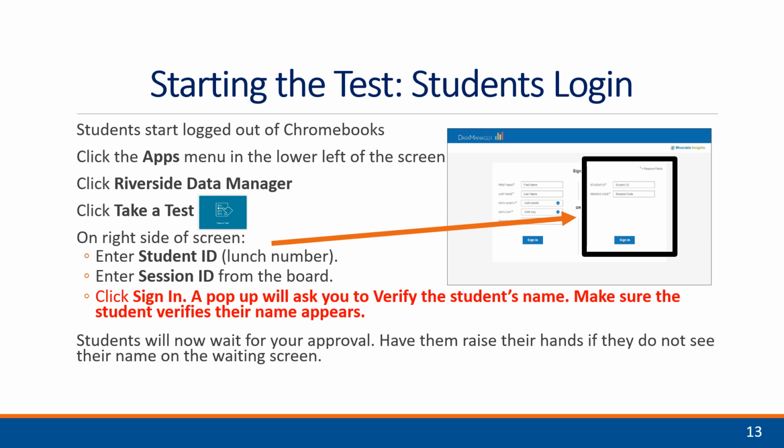After they click Take a Test, they will see an example of what is shown on the right-hand side of the screen. They will then type in their student ID number, which is their lunch number, and then the correct session ID number. Either they will type in the session ID for Spanish, or they will type in the session ID for the English assessment. Then they will click Sign In.